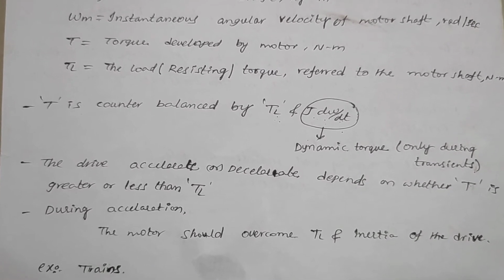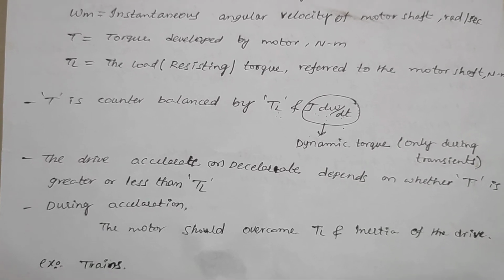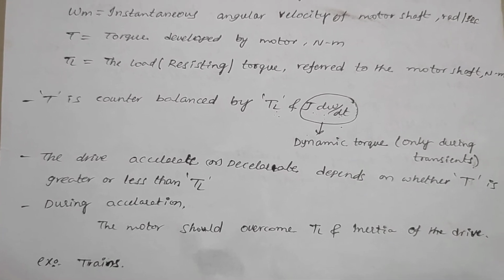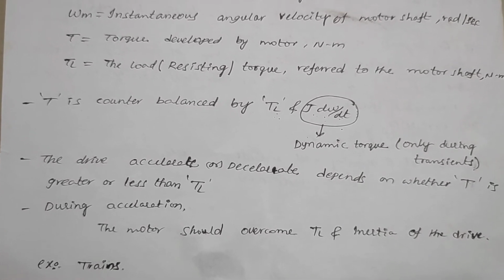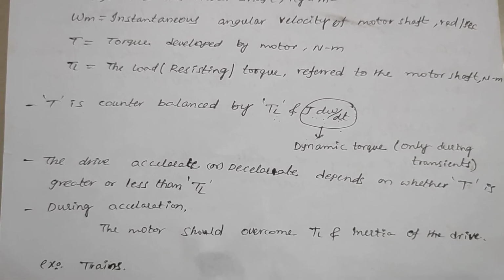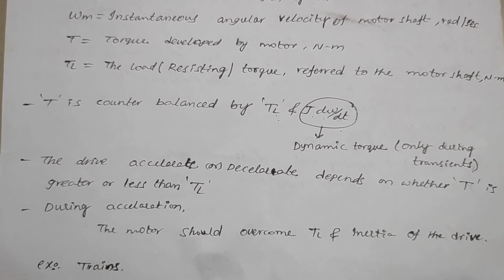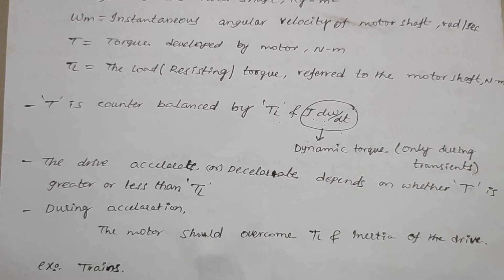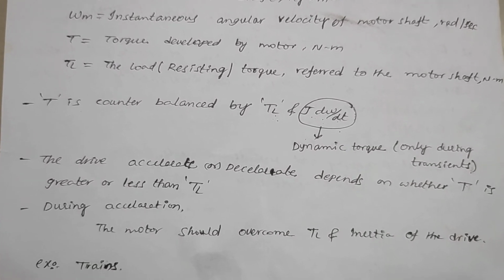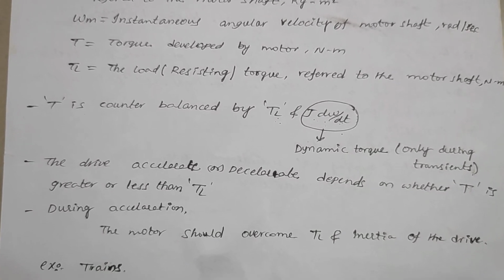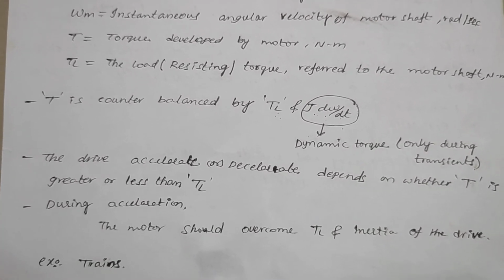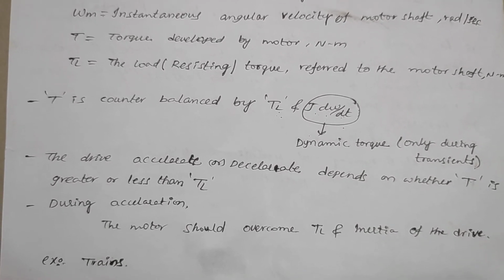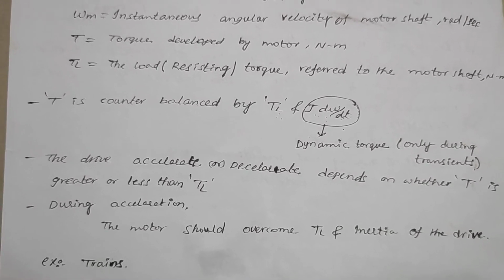So if your motor torque T is greater than the load torque TL, then the drive is in acceleration. That means your motor torque is more than sufficient to overcome the load torque as well as the inertia of the drive, and any other opposing forces are also counterbalanced by the motor torque. Then the drive is said to be in acceleration mode.